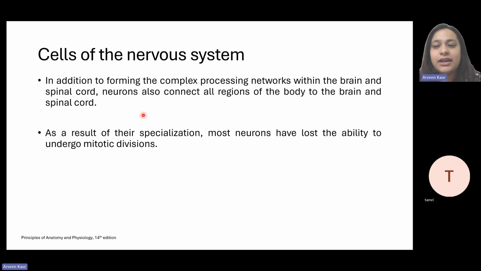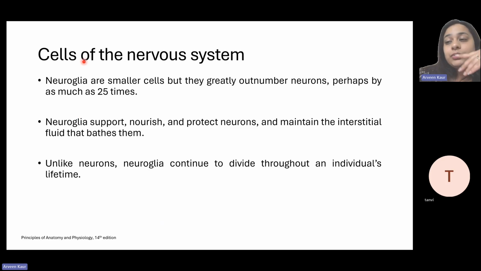Nervous system cells, such as neurons specifically, do not really have a stem cell pool of neurons, right? That is why if a neuron dies, new neurons are not formed. That is the case in most parts of the brain. If at all there is a stem cell pool, it is very small and restricted to some areas of the brain only. In most areas, if the neurons die, no new neurons will be formed. And because they are specialized, they have lost the ability to undergo mitosis themselves, right? Then we talk about neuroglia.